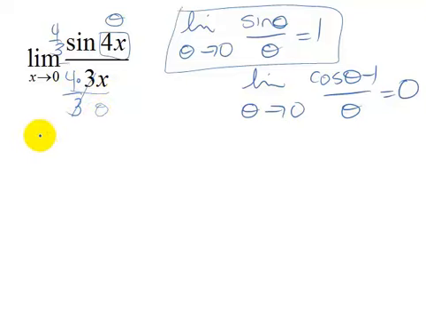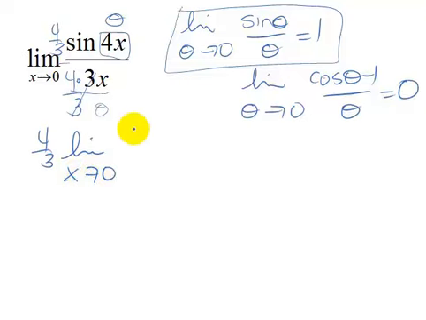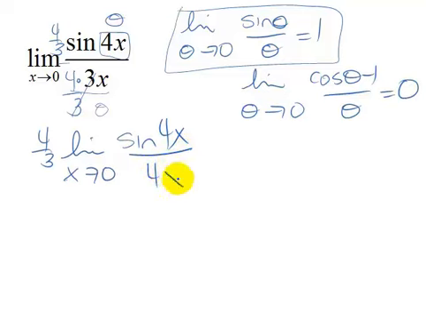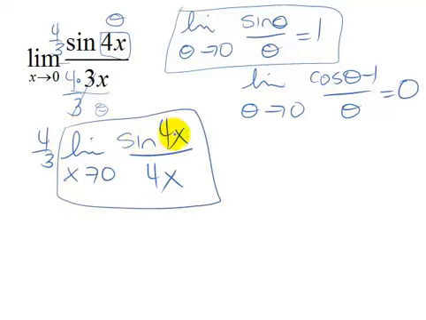So now I have 4/3 because I can move constants out in front of the limit as x approaches 0 of sine 4x over 4x. And that will now allow me to compute this part, which, because it's sine theta over theta, because these match, this limit as x approaches 0 is 1, and then multiplied by the 4/3, and so that gives me 4/3.